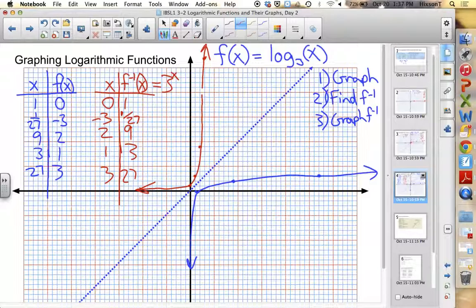What if I wanted to reflect it across the y-axis? I'd make the x inside negative, and it would reflect it across the y-axis, okay? All that stuff still applies here, okay? If I wanted to stretch it 3 times its normal height, I would have 3 times the log of x. Actually, it's log base 3 of x cubed.